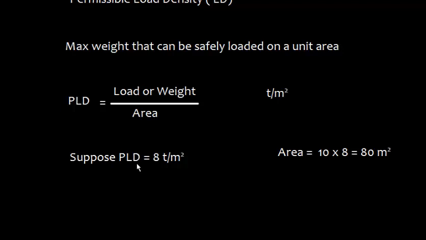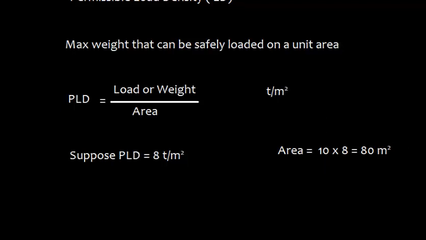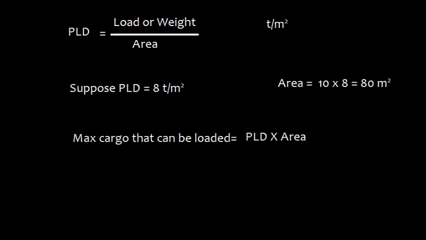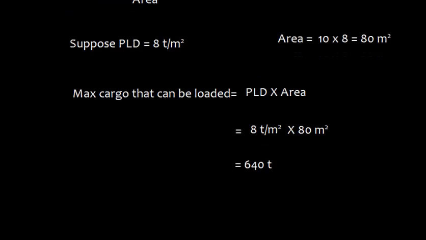Suppose permissible load density is 8 ton per meter square. We had this shape where length was 10 meter and breadth was 8, so the area is 80 meter square. So I can easily find that the maximum cargo that can be loaded is permissible load density multiplied by area. The load density is 8 ton per meter square and the area is 80, so I get 640 tons.